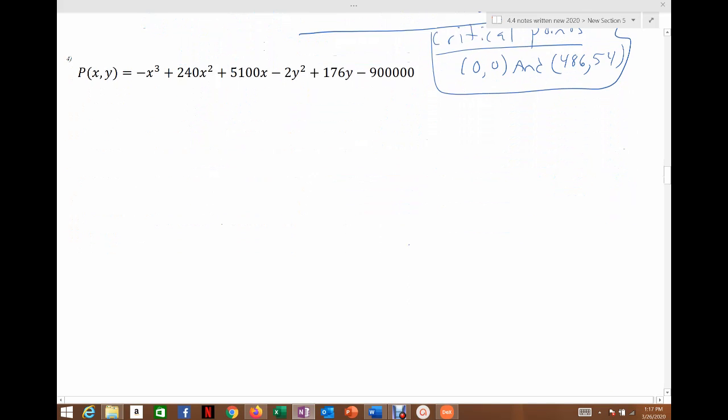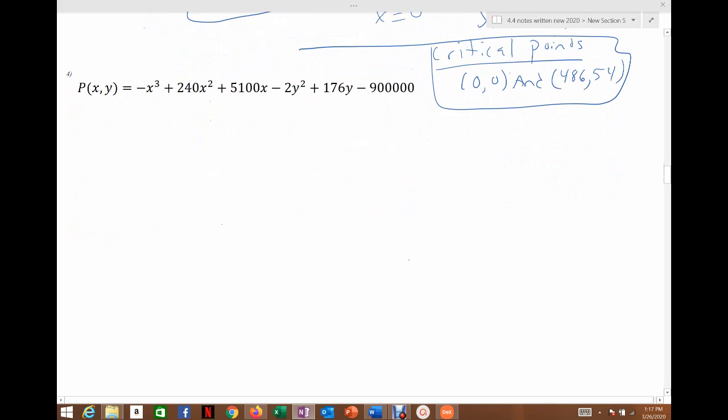All right, the last one from this set of notes. This one's the last case. Again, I've got a cube term, so I know I'm not going to be able to use a matrix. So I find my first order derivatives, set them equal to 0 and solve.